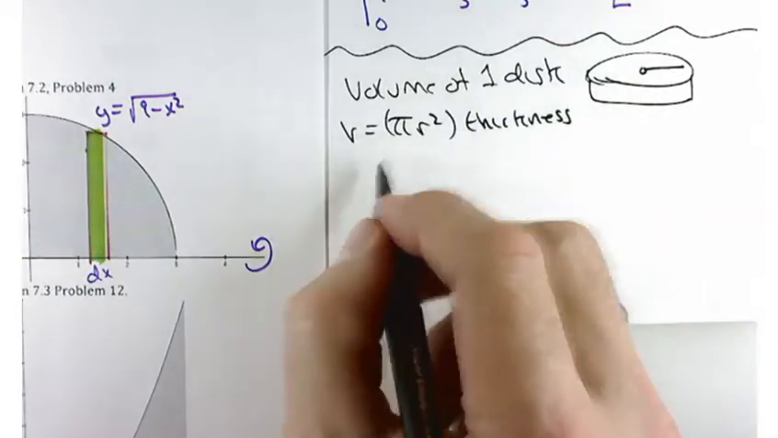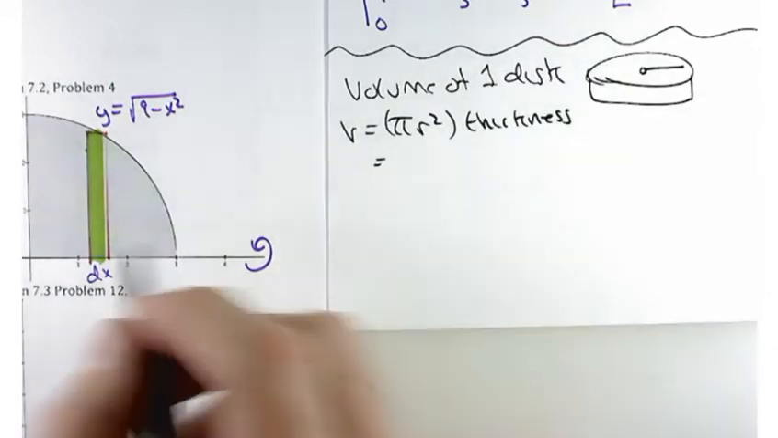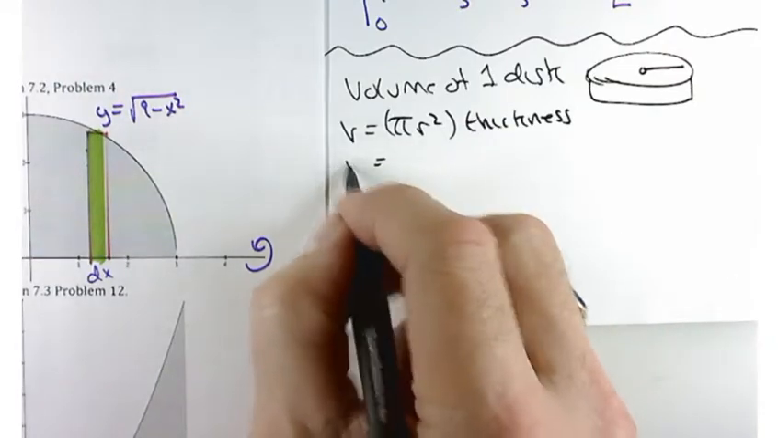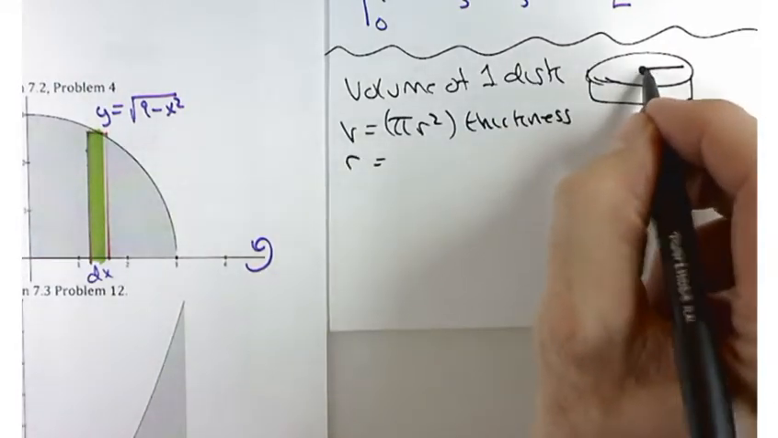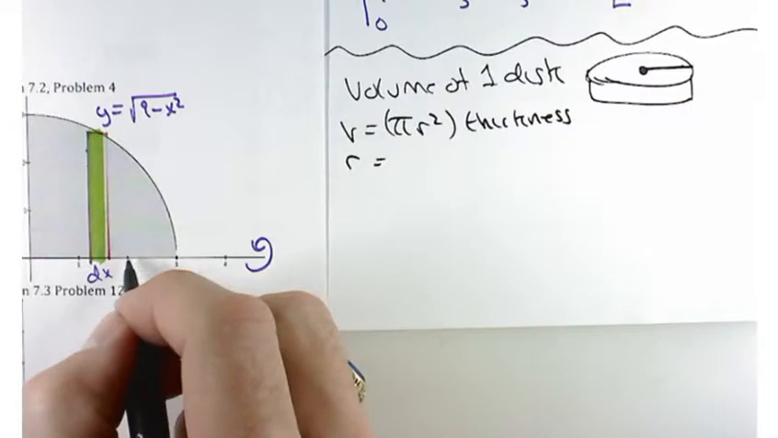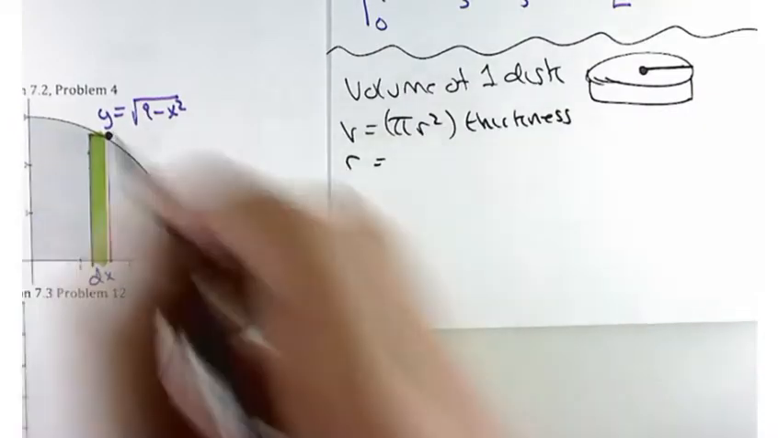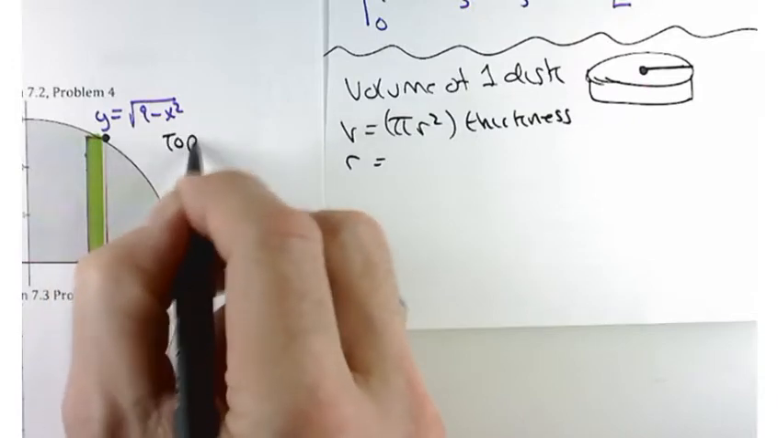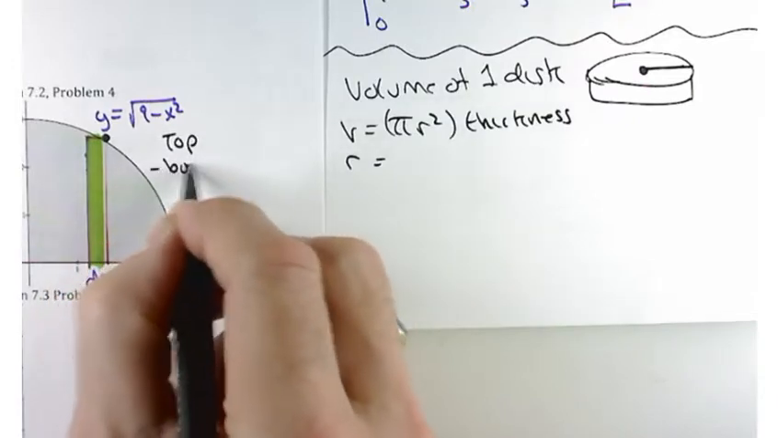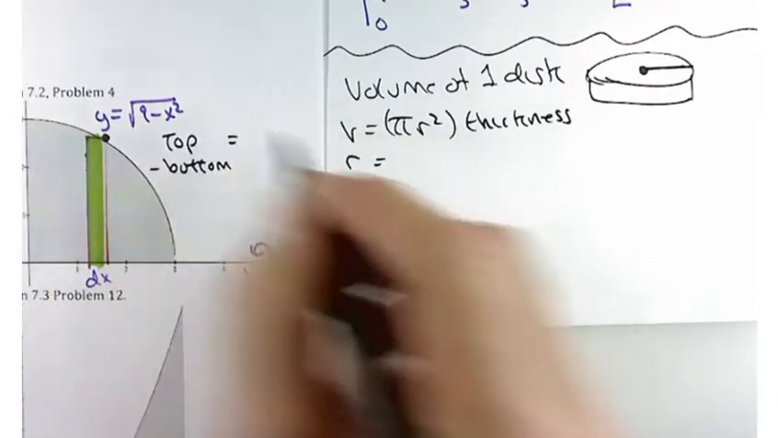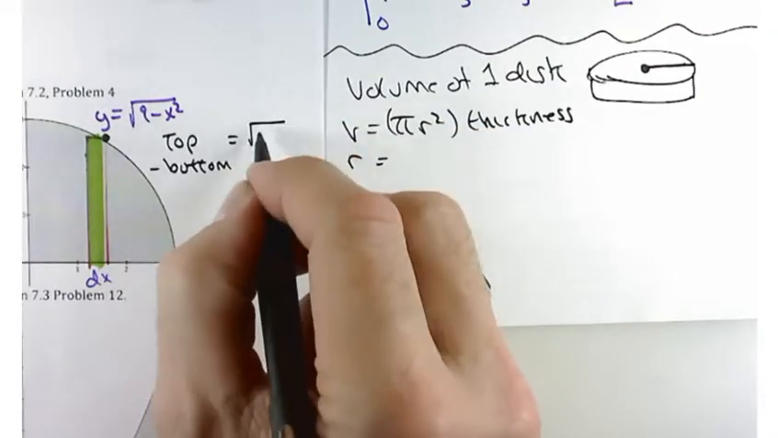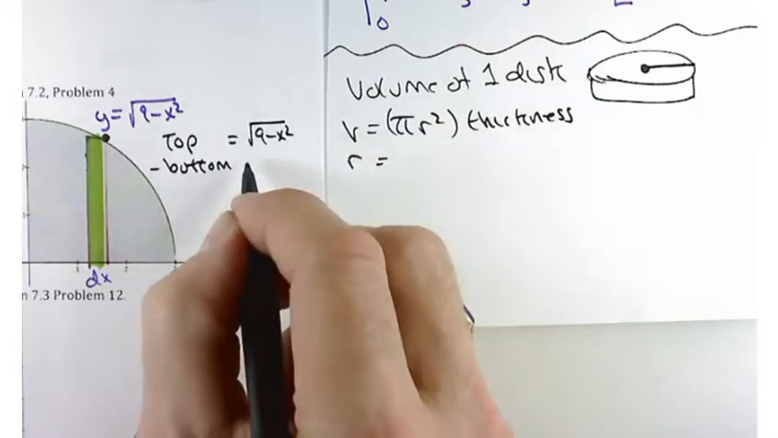So there's a couple things I'll need to know. I've already got the thickness, that's dx. I need to figure out what the radius is. And the radius is the distance from your axis of rotation to that curve. So again, I need to figure out what the top minus the bottom is going to be. So the top function is going to be the square root of 9 minus x squared.